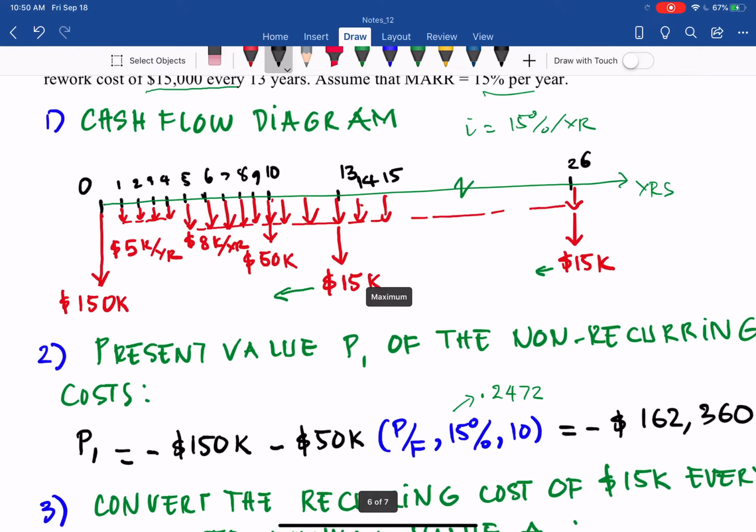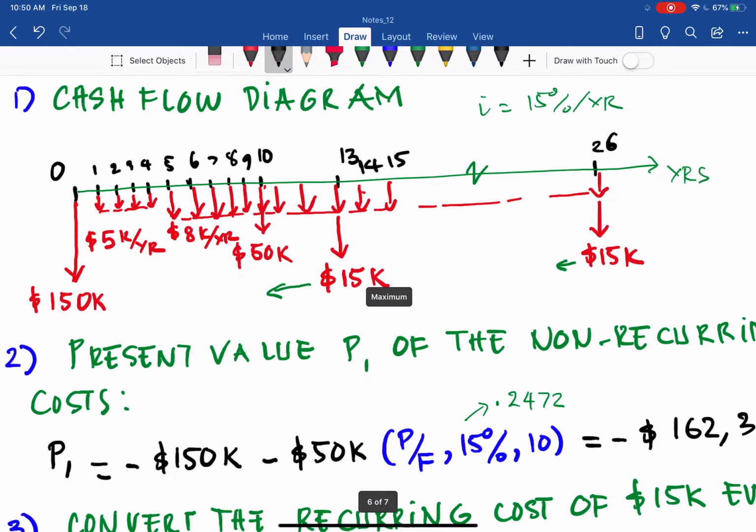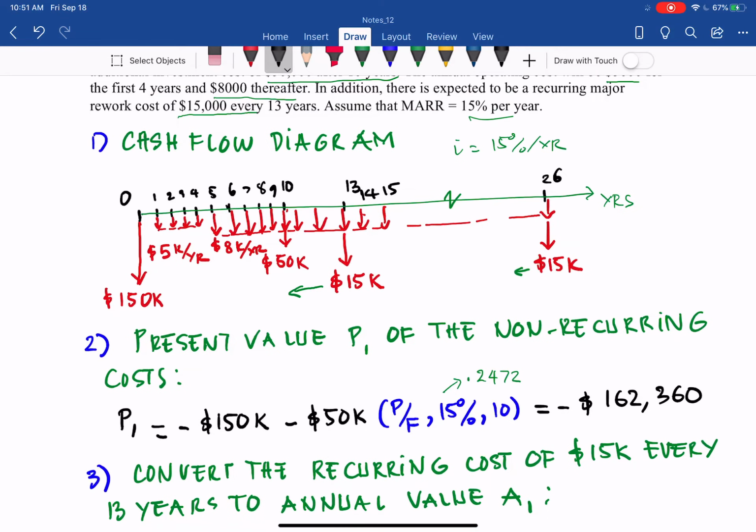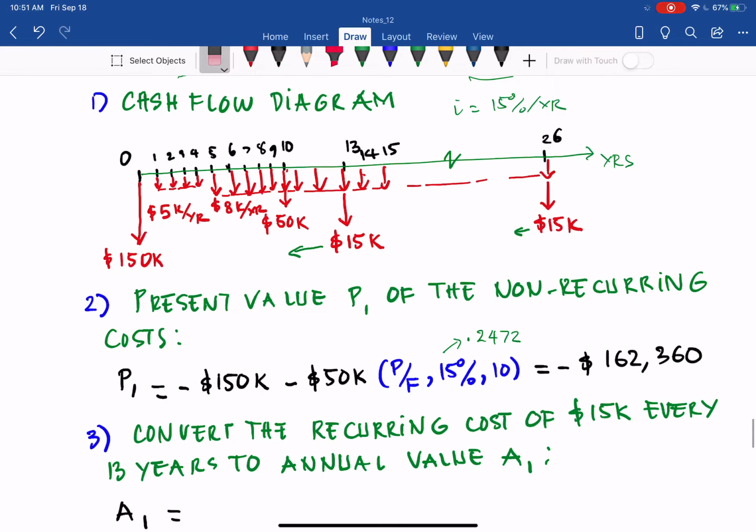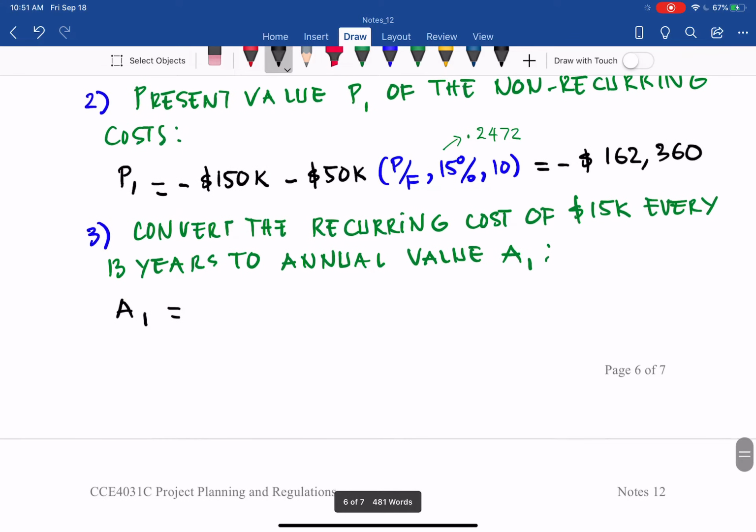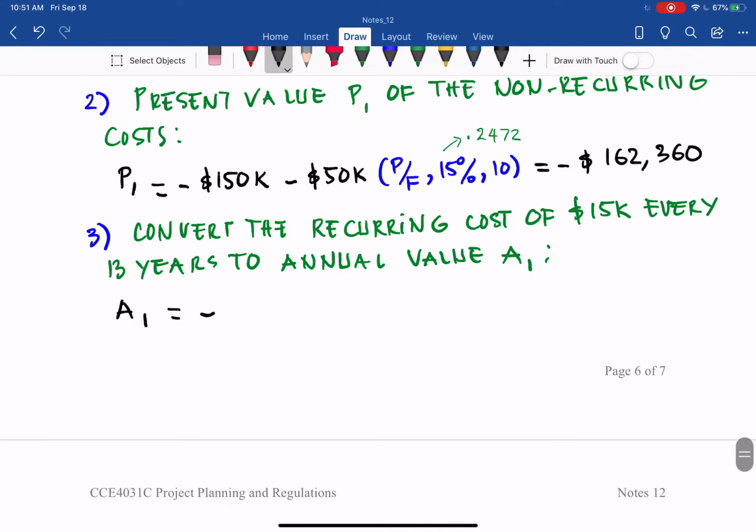So the first 15,000 at year 13, I assume, okay, how much is the equivalent for the first 13 years, every year, same amount, we call it A1. Similarly, at year 26, we spend 15,000, how much is that equivalent for year 14 to 26. So do that the same. Basically, as you can see, you spend 15,000 at year 13, I want to distribute that for the first 13 years, basically given F, find A. So with that, we can apply here. A1 is actually equal to negative 15,000.